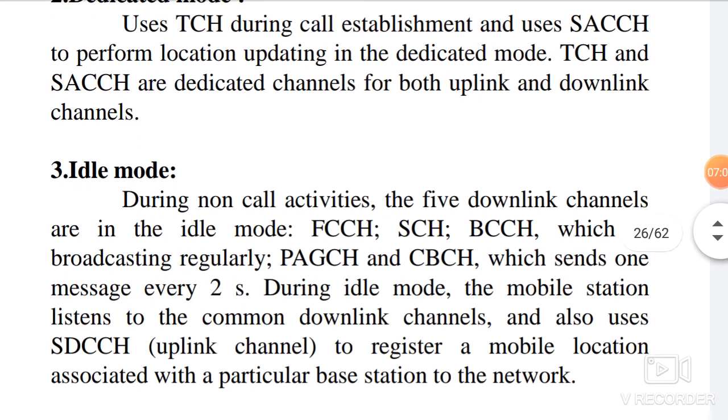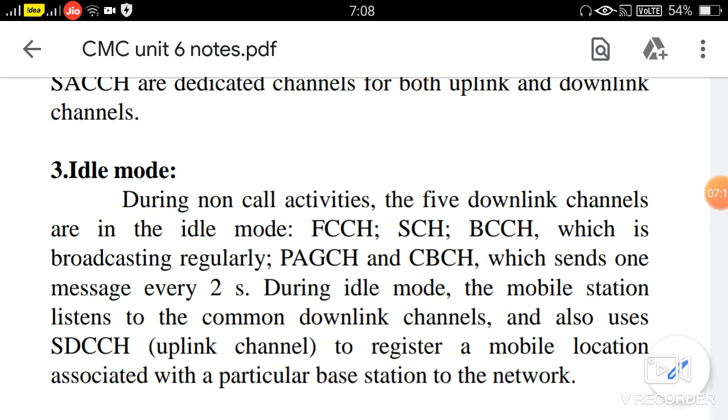Whereas coming to the idle mode, the last one, it is used for non-call activities. There are 5 downlink channels in the idle mode. Those are FCCH, SCH, BCCH, which is broadcasting regularly, PAGCH and CBCH, which sends one message every 2 seconds. During idle mode, the mobile station listens to the common downlink channels and also uses SDCCH to register a mobile location associated with a particular base station to the network.